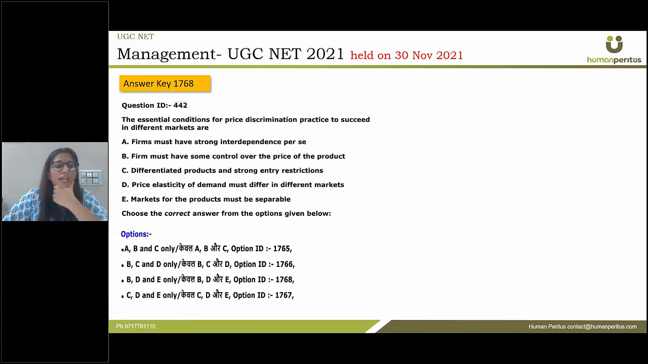The next question reads: the essential conditions for price discrimination practice to succeed in different markets are. First of all, what is price discrimination? Price discrimination is basically a phenomenon where the same product is sold by a firm in different markets at different prices at the same time. All right. So for price discrimination, there are certain conditions given.